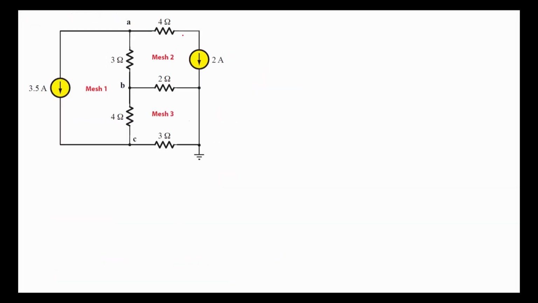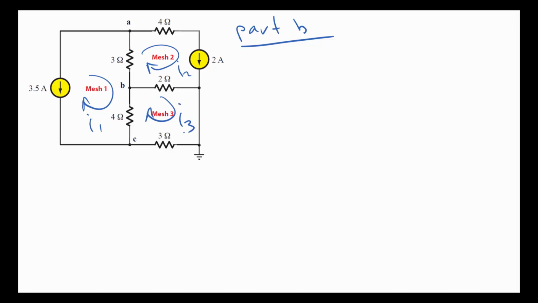But we're going to be using the mesh currents first, and then we're going to solve for the node voltages. So now, when we're doing mesh current analysis, we're going to do part B right now. Part B is to develop the expressions for the mesh currents. So we have to identify them. We're going to identify this as the I1 mesh current, I2 mesh current, and the I3 mesh current. So now let's do mesh 1.